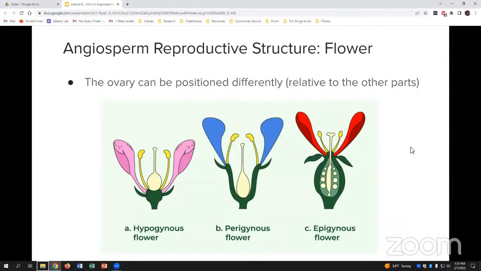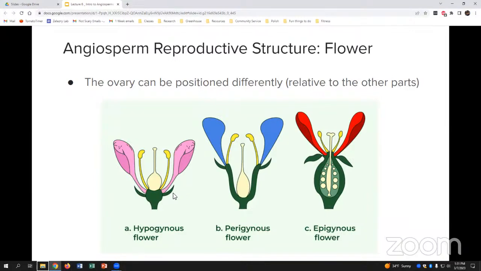Okay. So to that end, we are sometimes going to be describing how the ovary is positioned relative to these parts. So we're going to see these words hypogynous, perigynous, and epigynous. These are all referring essentially to how the ovary is positioned relative to the other parts, and mostly to that flower tube structure, that hypanthium.